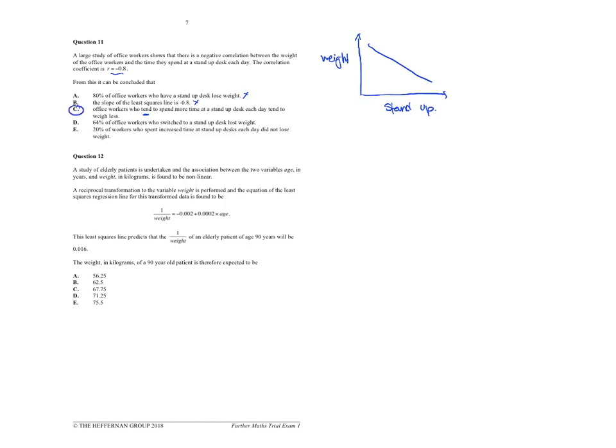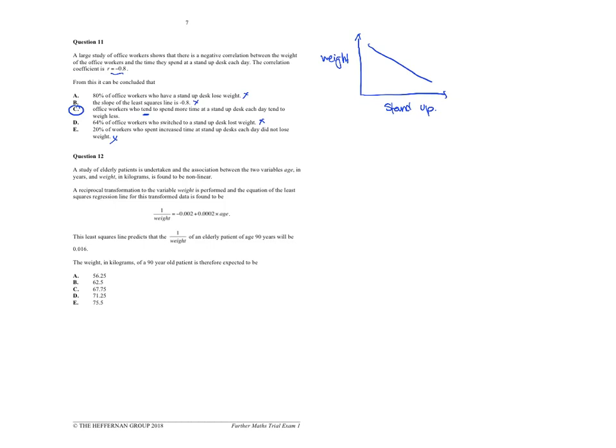So that's a good statement. If you look at the rest, 64% of the office workers who switch to stand-up desks, that's just another gross statement. We don't know that. We only know a trend, and for 64% we should only be using the wording that we use for the R squared value. And 20% of workers who spent increased time did not lose weight. That's another just gross statement. You can't really say that. So C is the best.